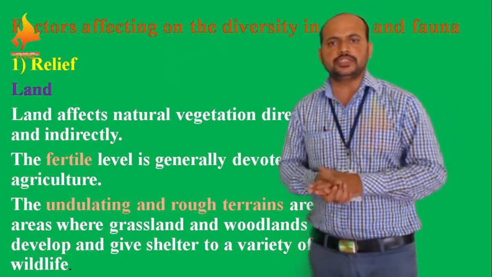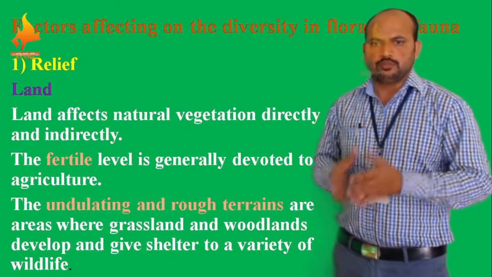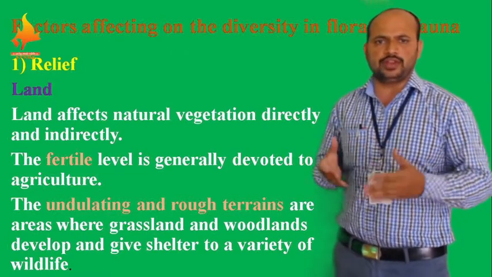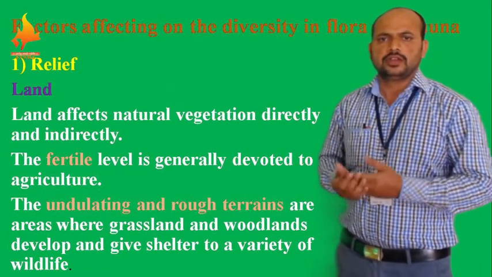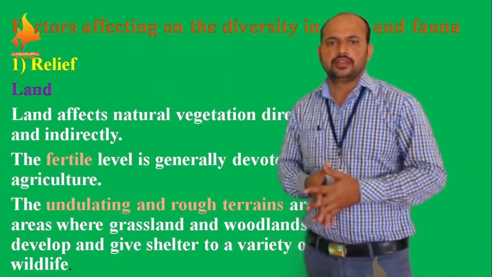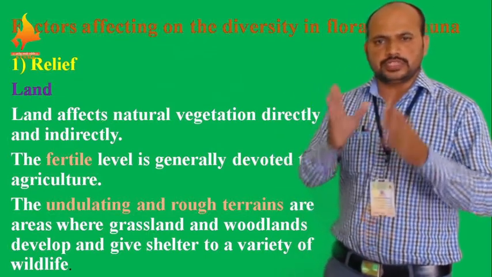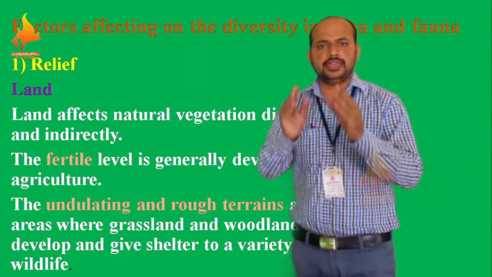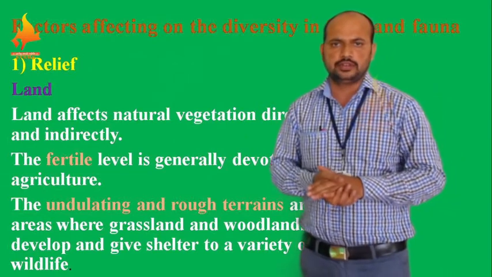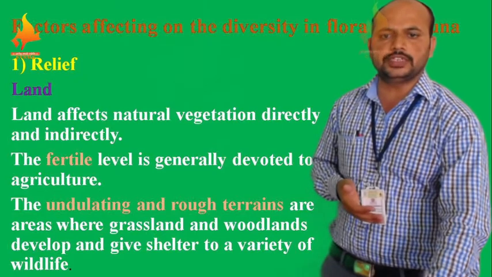Understood? Apart from this, we even have some undulating land, rough terrain. Most of this land is converted into grassland, woodland we can say. Even some marshy land, wetland we have. In such areas also we find different kinds of vegetation. So in a simple way we can say that land is an important factor that modifies the natural vegetation as well as wildlife. So this is the first factor that affects the vegetation.